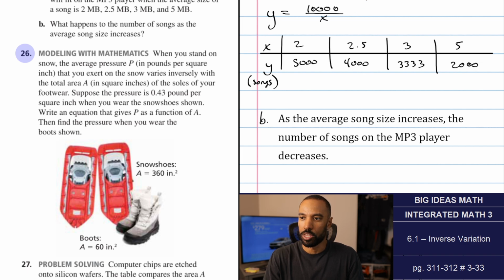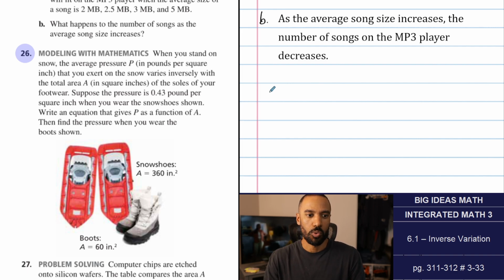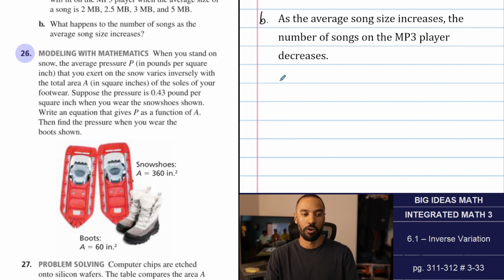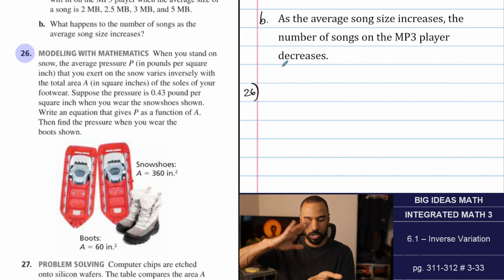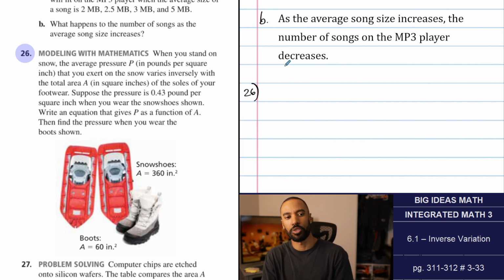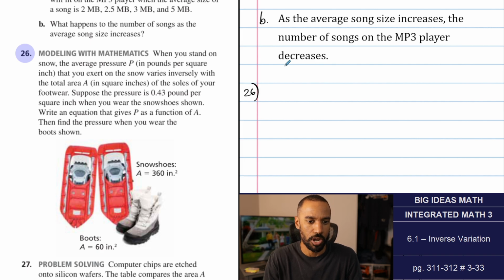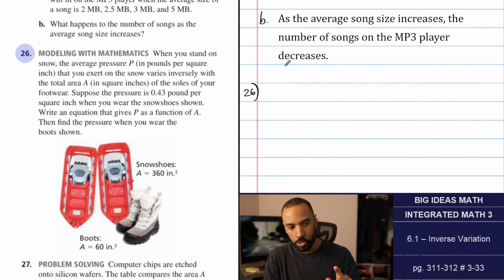Number 26, modeling with mathematics. When you stand on snow, the average pressure in pounds per square inch that you can exert on the snow varies inversely with the total area in square inches of the soles of your footwear. Sure, I'm sure I could make sense of it if I understood how that actually works. It crushes it and something about footwear stuff. Suppose the pressure is 0.43 pounds per square inch when you wear the snowshoes shown. Say that 5 times fast. Write an equation that gives P as a function of A, then find the pressure when you wear the boots shown. So there's snowshoes and there are boots.